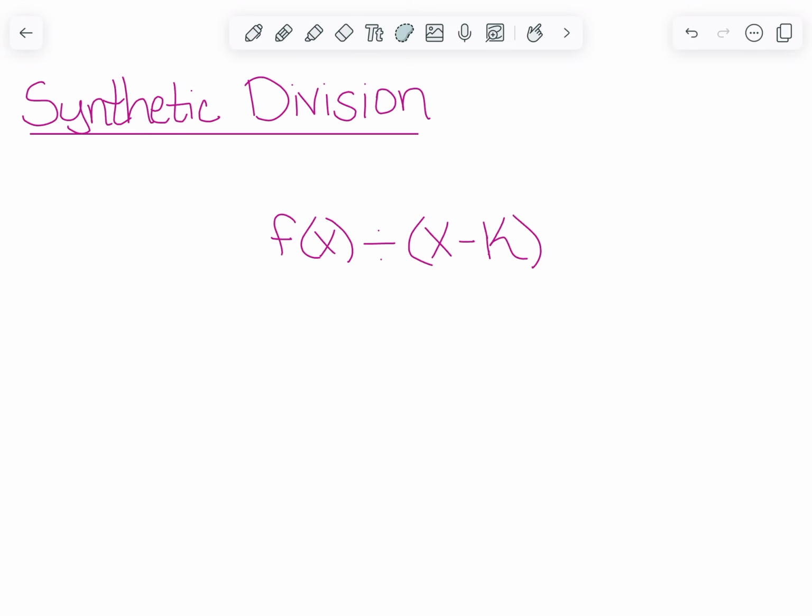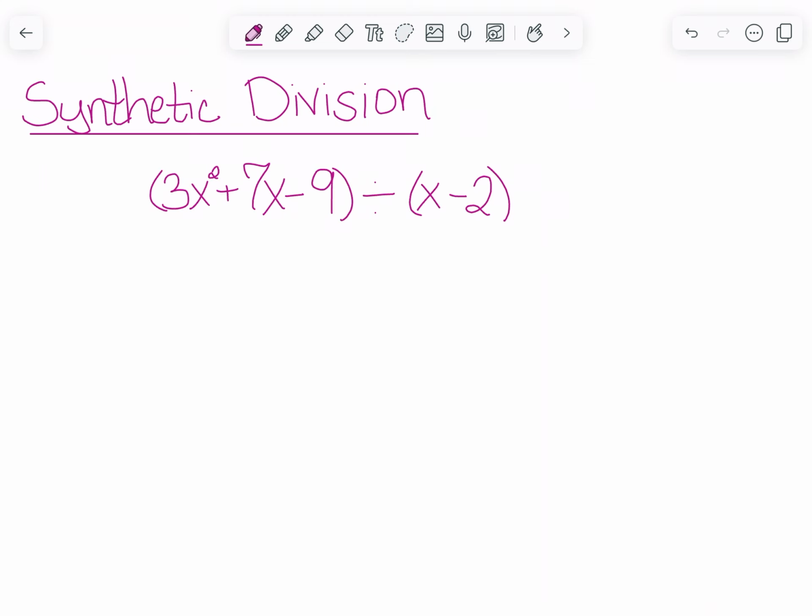When the divisors are of the form x minus k, the big polynomial doesn't matter, but what we're dividing by needs to be of the form x plus or minus some number. And for this type of division, we get to write down just the coefficients rather than all of the variables. Let's consider this example: 3x squared plus 7x minus 9 divided by x minus 2.